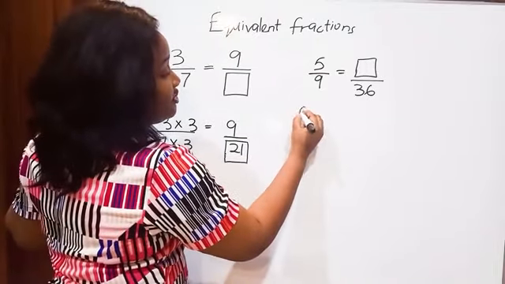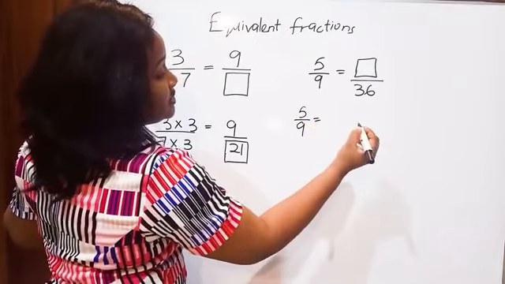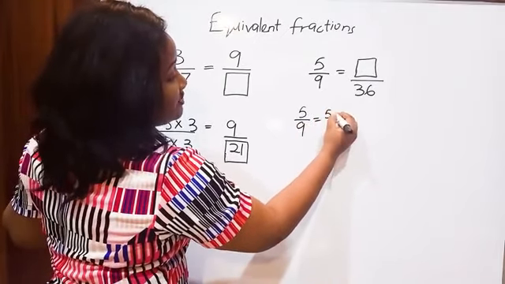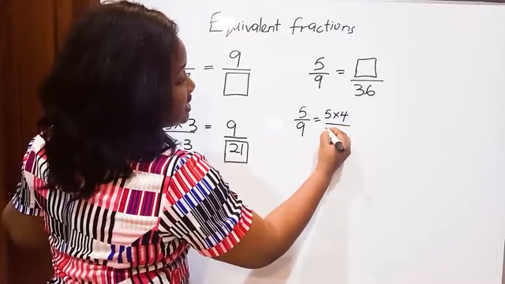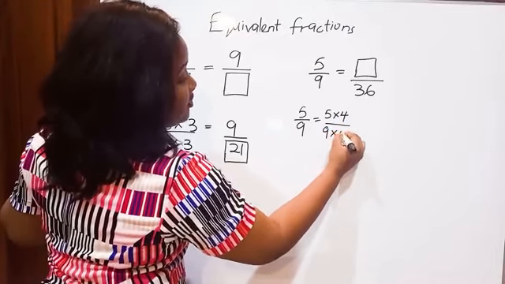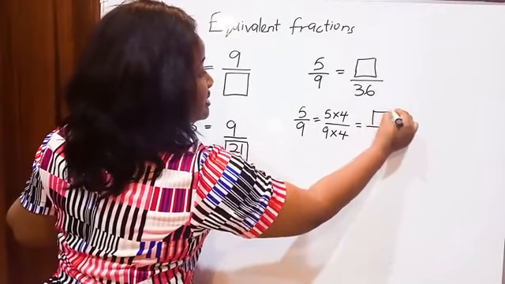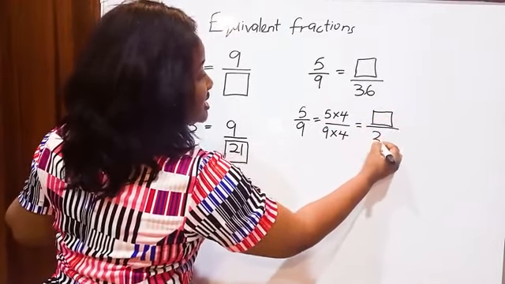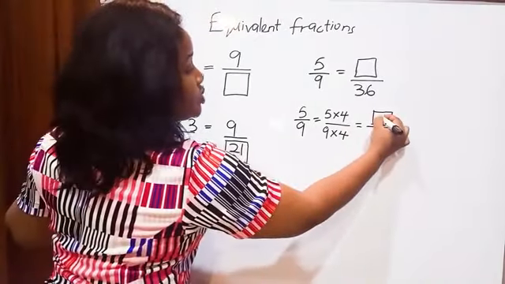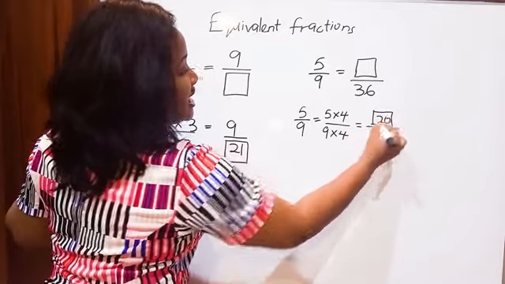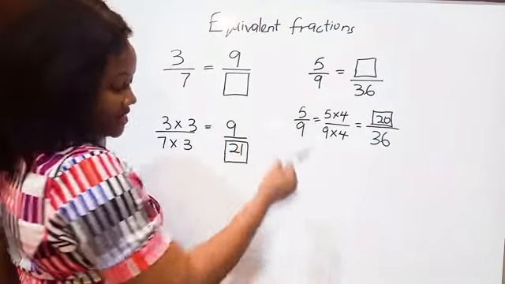So 5 over 9 equals 5 times 4 over 9 times 4, which gives us our box over 36. And 5 times 4 gives us 20, and that is the answer to the question.